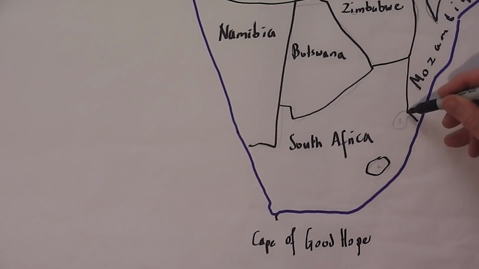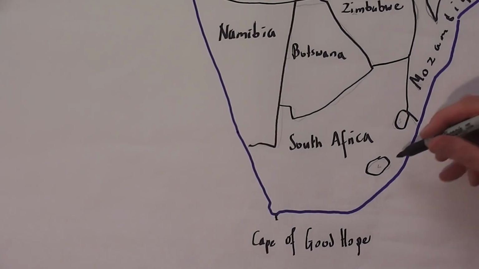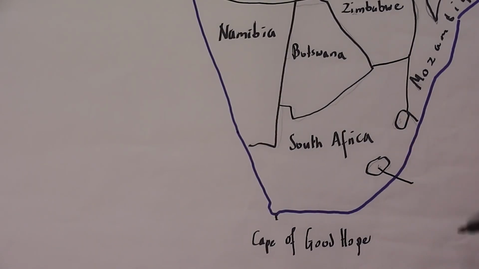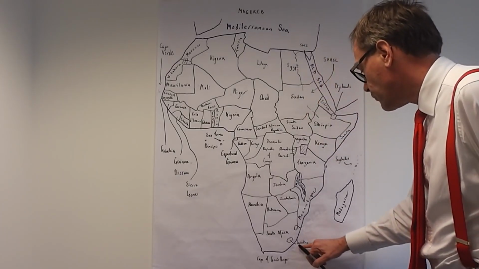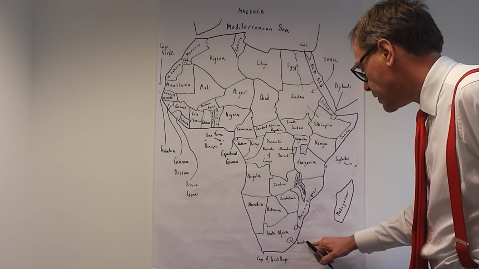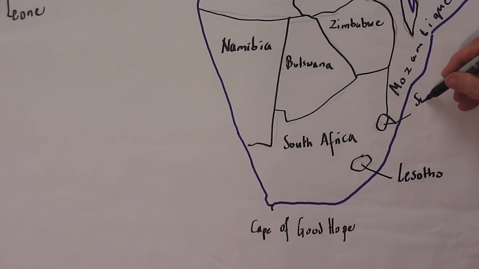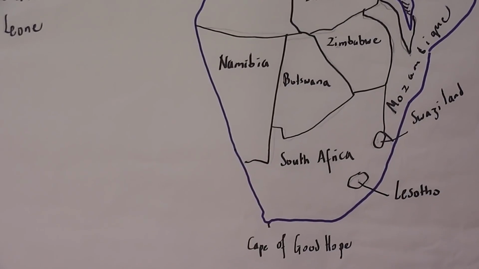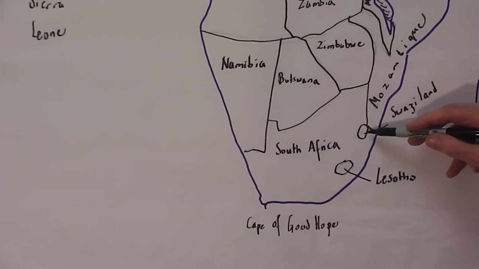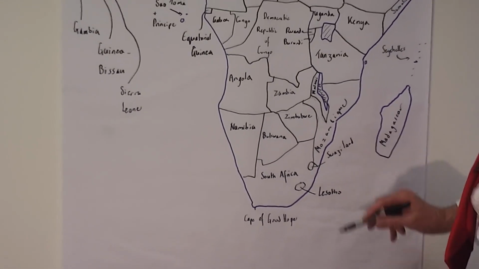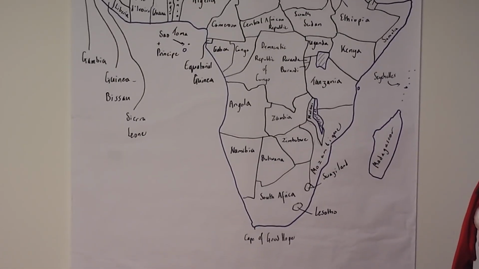And inside South Africa, 2 very small countries that were set up for particular groups of people that lived in those areas. Lesotho, which is spelled Lesotho. Here, Swaziland, which was a country set up to provide a base for the Swazi people. So Lesotho and Swaziland. So that's Africa.